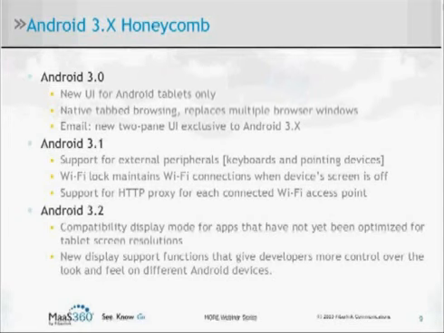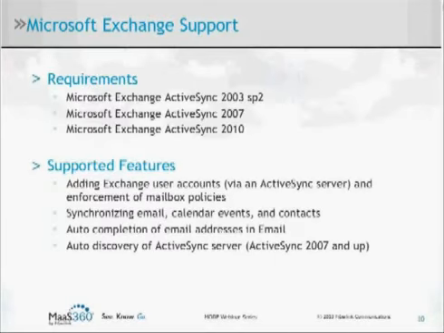Now, the next few slides here, we're going to take a look at the Microsoft Exchange support. Some of the requirements for that is really just to prepare and see what you have in your environment at first. So we'll take a look at Microsoft Exchange ActiveSync 2003, Exchange ActiveSync 2007, and then Exchange ActiveSync 2010. Being that you can tether ActiveSync devices or tie them into your Exchange server, we're going to take a look at the requirements for them.